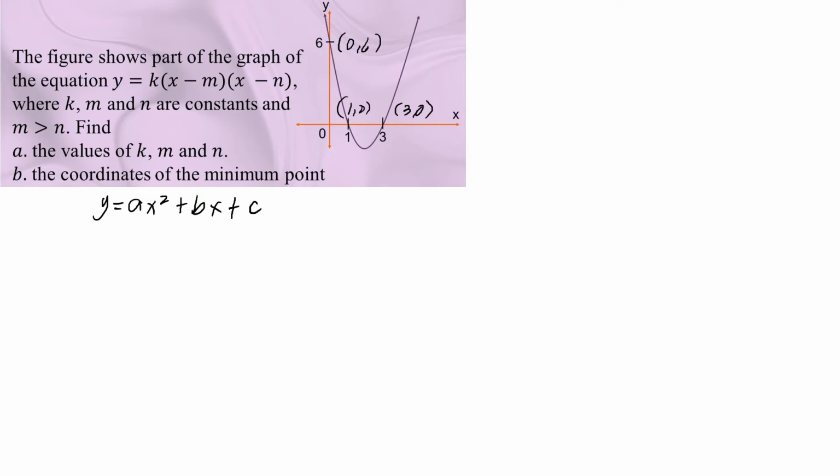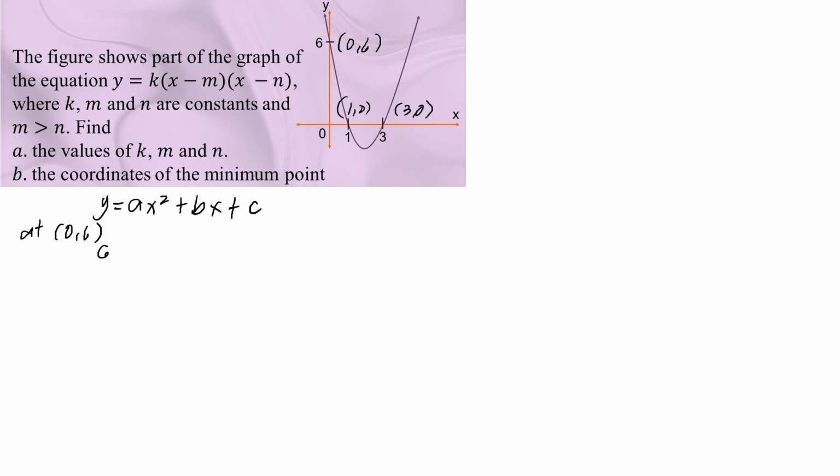And then from there, we will translate the function into y is equal to k times quantity x minus m times quantity x minus n para makuha natin ang values ng k, m, and n. Sige, simulan natin sa point (0, 6). Ibig sabihin, x equals 0 and y equals 6.